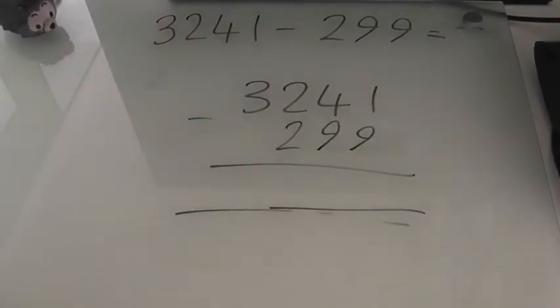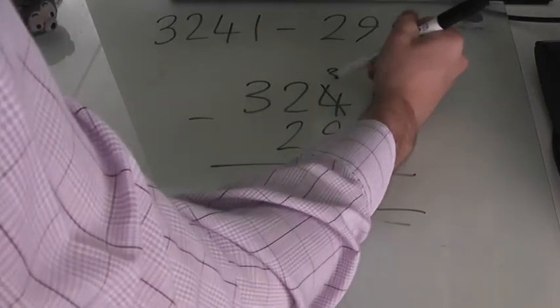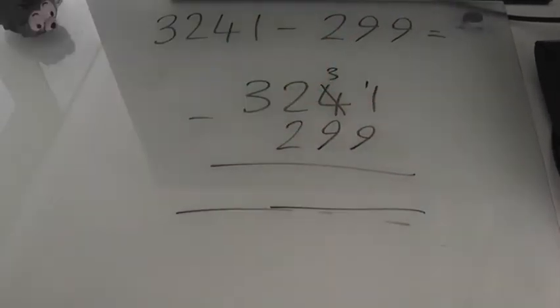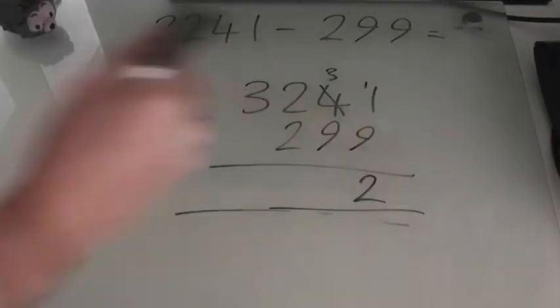And now we work it out exactly the same as any other subtraction. So we've got 1 take away 9, can we do it? Nope. So we need to borrow a 10. 11 take away 9, can we do that? Yes we can. So that will give us our 2.